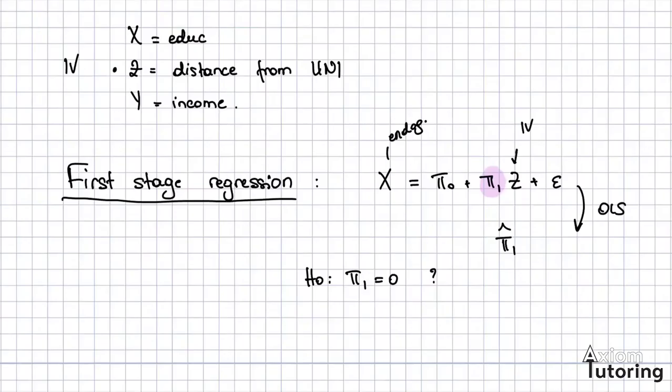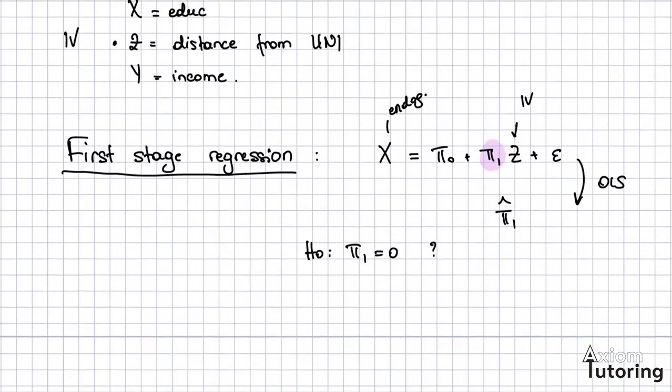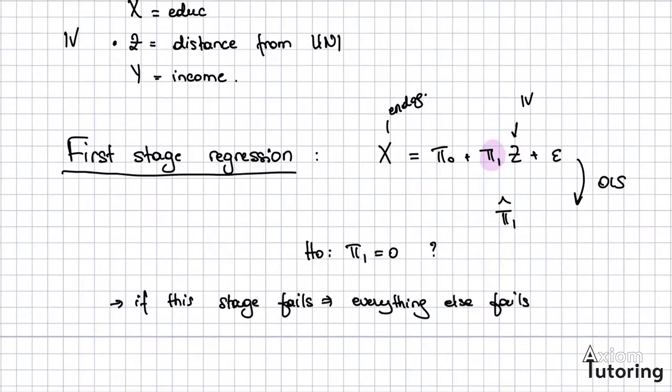If this first stage fails, everything else fails. So think of this as the first hurdle you have to pass in order to be able to continue with an IV estimation, okay? If this stage fails, everything else fails about the IV.